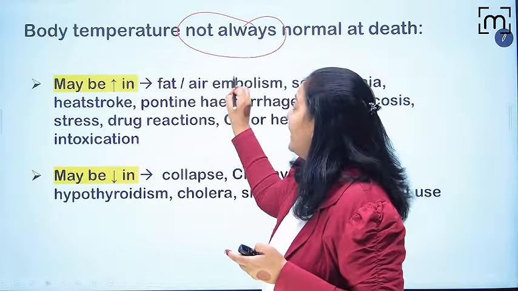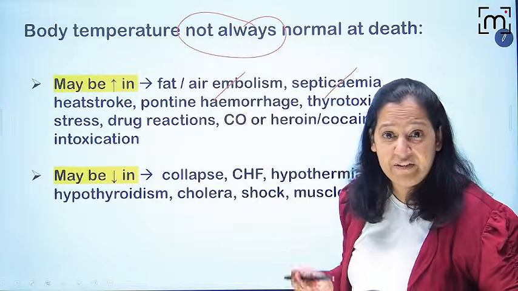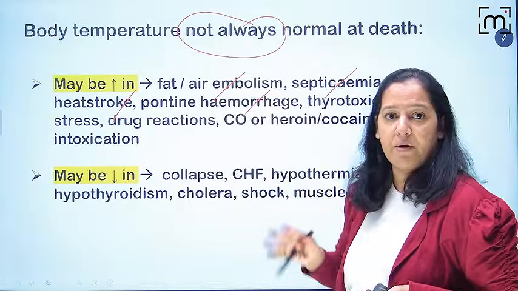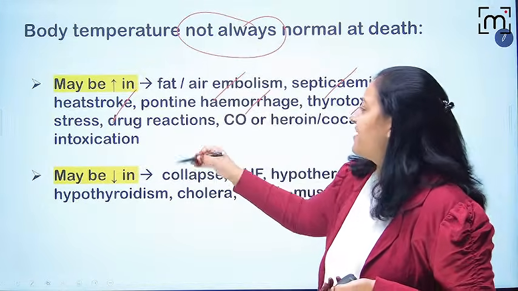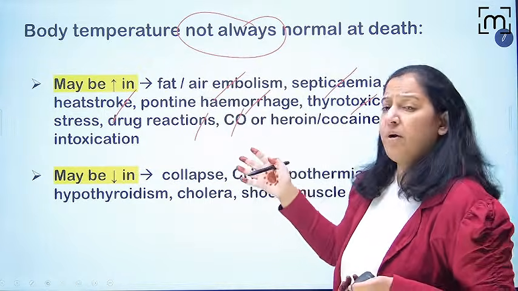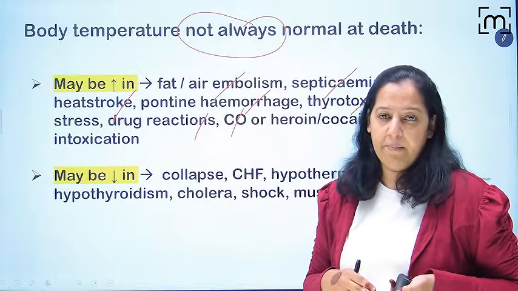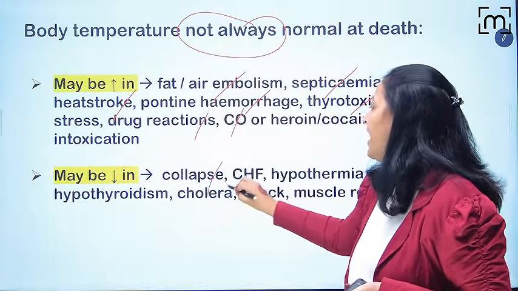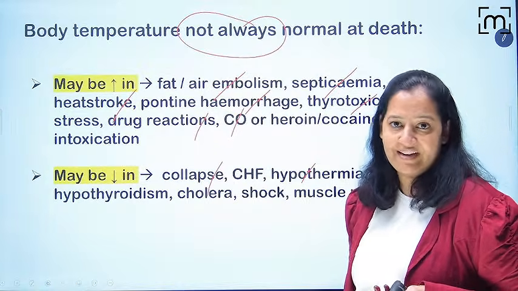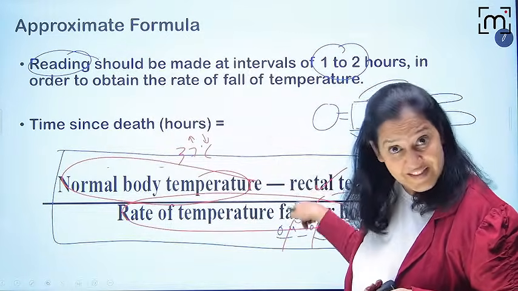So body temperature is high in embolism. If the death is due to embolism, in case of septicemia, patient has high grade fever. In case of heat stroke, in case of pontine hemorrhage, brain hemorrhage, in case of thyrotoxicosis, stress, drug reaction, carbon monoxide poisoning, heroin poisoning, cocaine poisoning, in all of them, there is high grade temperature, 104, 105. And the temperature can be low in case of collapse, hypothermia, hypothyroidism, cholera, shock. You're getting it. Because here blood flow will be less, so temperature will be less. So this formula will not be applicable in such cases.